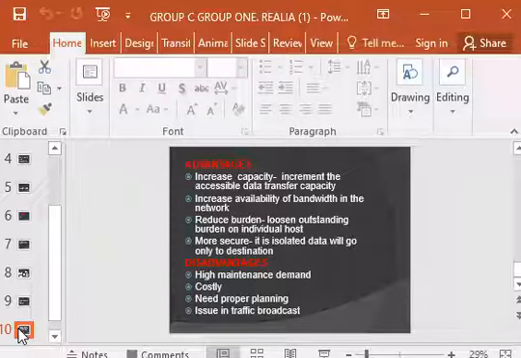What are the disadvantages of using a switch? They have high maintenance demand, and they are also costly for the initial purchase. And then next, they need proper planning. And lastly, there is the issue of traffic broadcast.